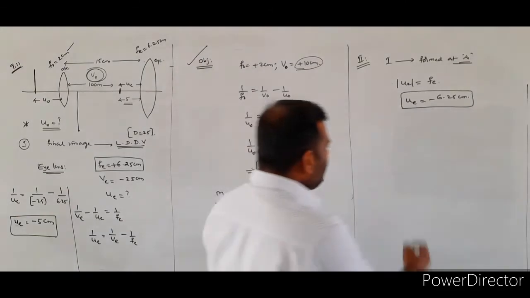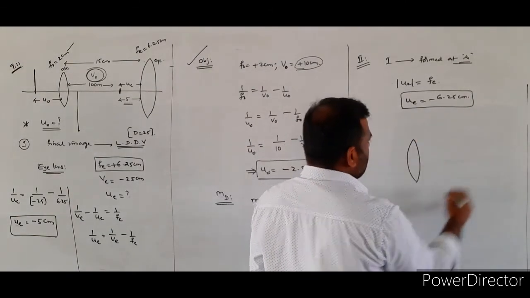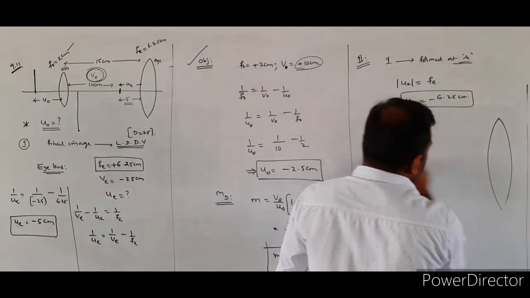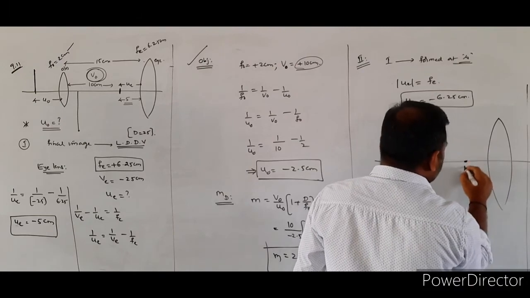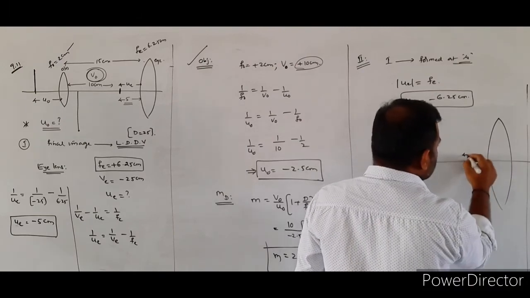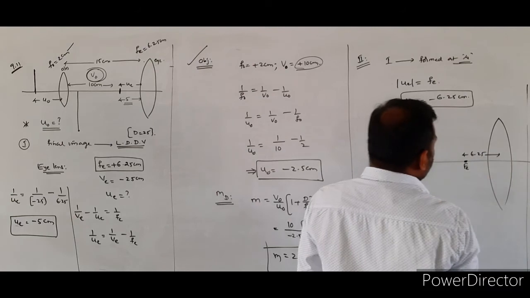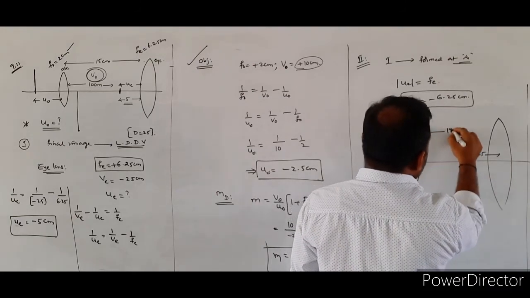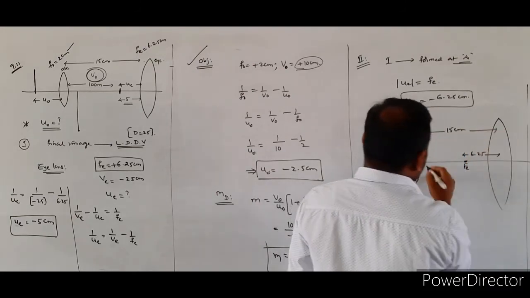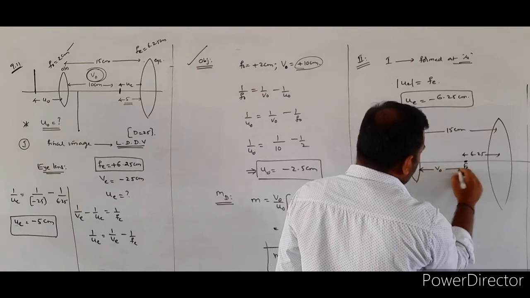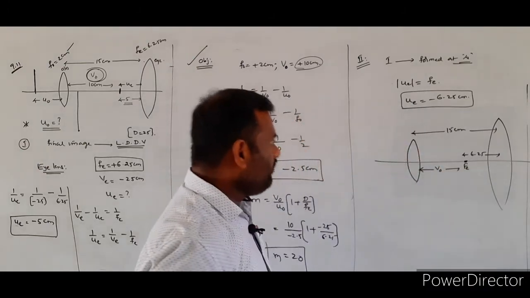Now again we will draw the rough diagram here. So this is the objective lens, this is the eye lens, and where the object will be placed at the principal focus, this value is equal to 6.25. And the total distance value is equal to what? 15 centimeter, and this value is V naught.